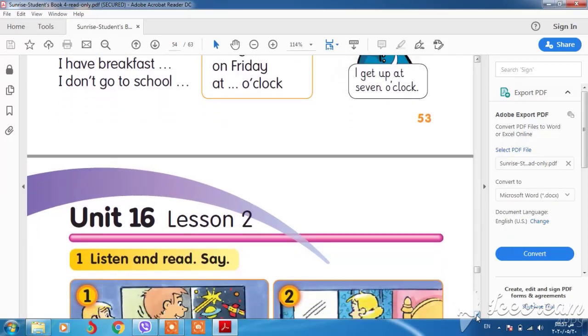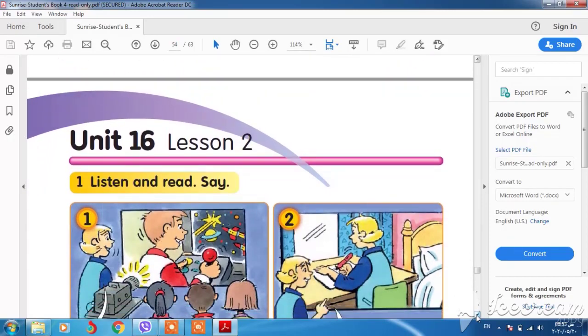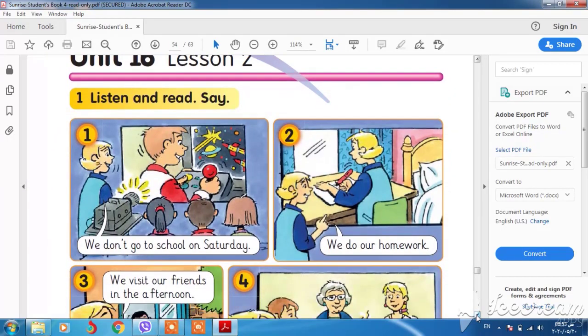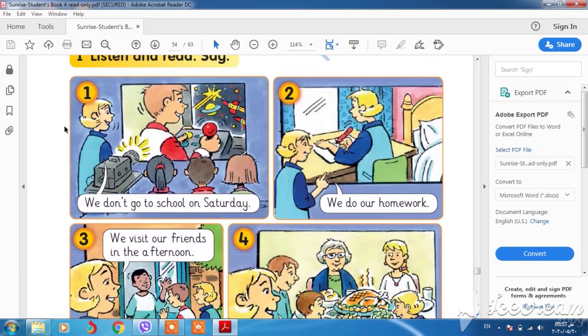In unit 16 also, let me read, we have some pictures here. Okay, we don't go to school on Saturday. We should say don't. We don't go to school on Saturday, we do our homework. Also we have, we should say do.